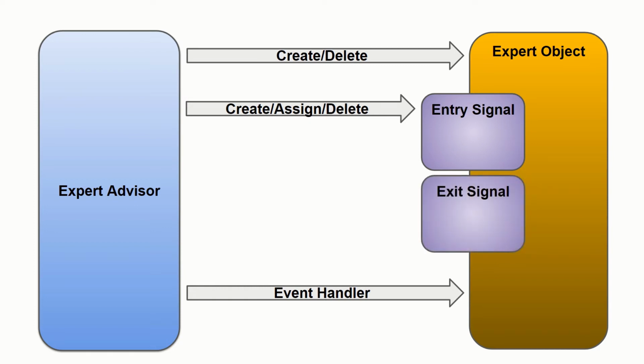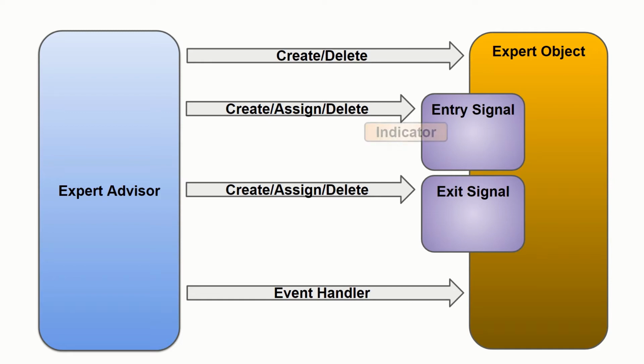Then there's also the exit signal, which performs exactly the opposite function to the entry signal. It tells the expert object when to exit the trades, and as with the entry signal, the expert advisor creates the exit signal, assigns it to the expert object, and deletes the exit signal when finished.